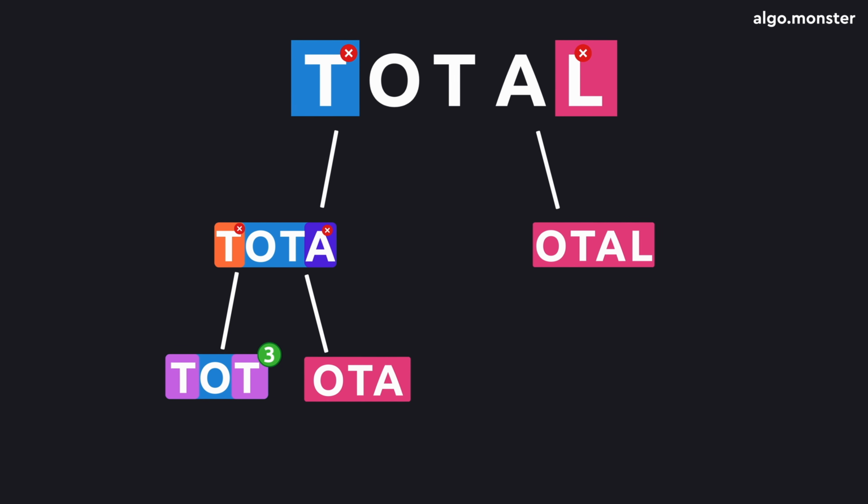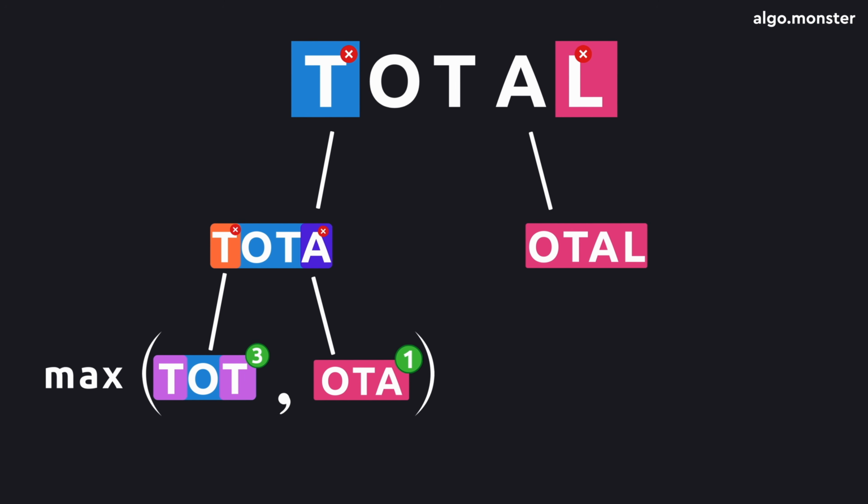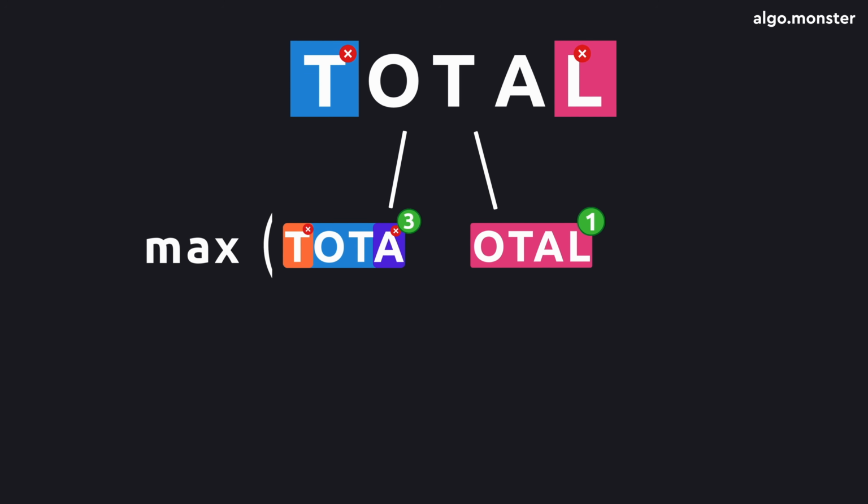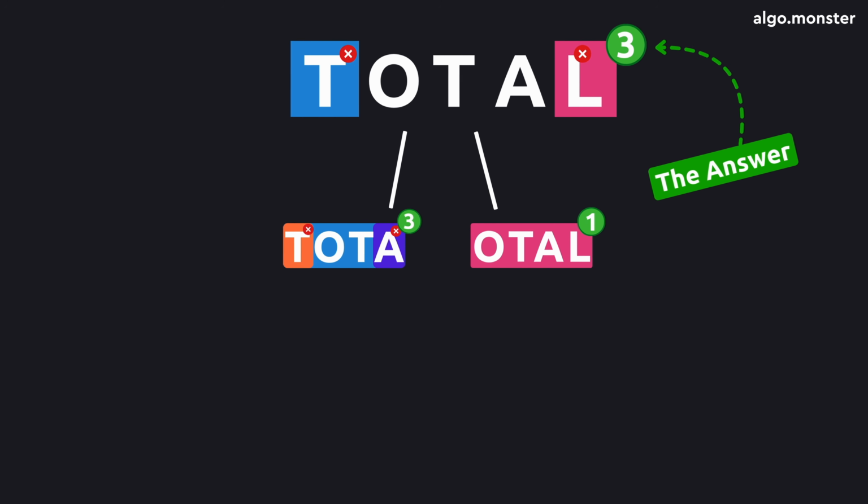If we do the same check for the interval ota, the best we can get there is 1, because there is no longer a palindrome. So now, going back to the interval tota, we see that inside it we have only these two possible subintervals. So we choose the better of them, and it turns out that inside tota, the best palindromic subsequence length is 3. And now, when we look at the whole word, it also has only two possible inner intervals. Again, we take the best of them, so we get that 3 is the length of the longest palindromic subsequence in the entire string. Done.